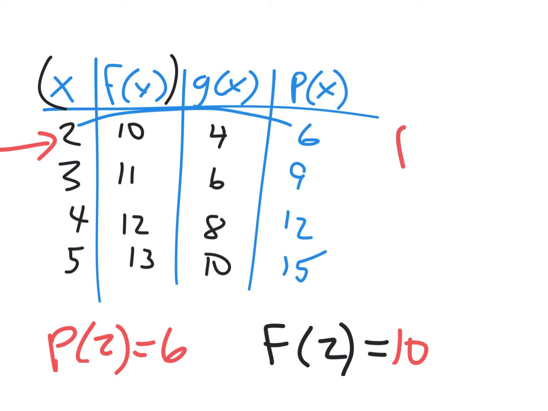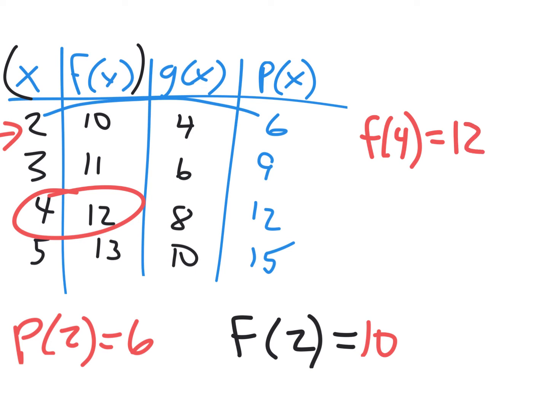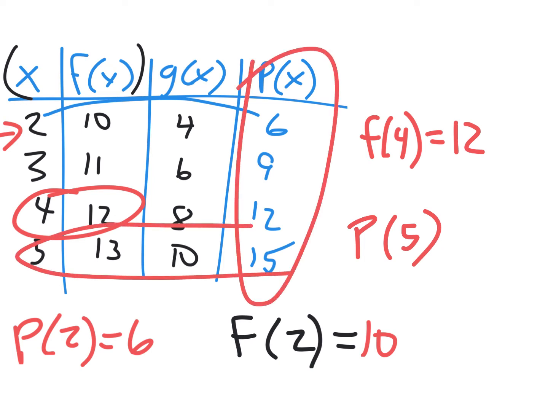What's f of 4? F of 4 was right here. F of 4 was 12. Good. How about p of 5? Here's the p. Here's the 5. P of 5 is 15.